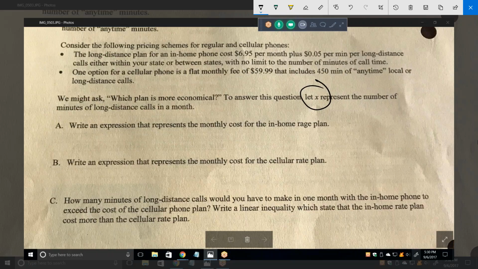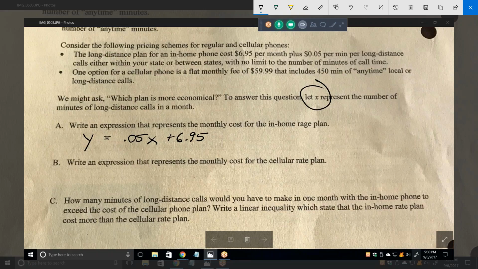Okay, so what is that cost going to be? Well, we're going to let y equal the cost, so we could do y is equal to 0.05x plus 6.95. That's a perfect way to write it. And what about the second one?